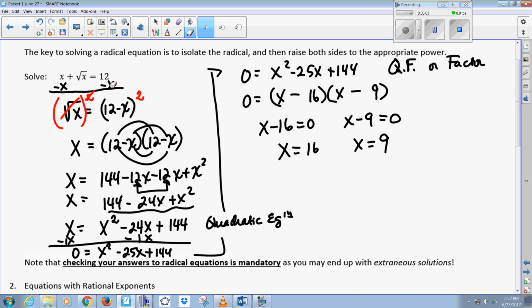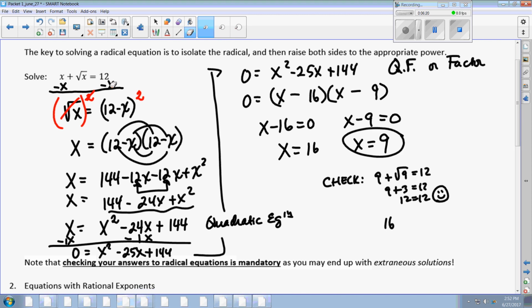So let's check 9 first. We get 9 plus the square root of 9. Does that equal 12? 9 plus 3 is 12. 12 is 12. You're a happy camper. That works.